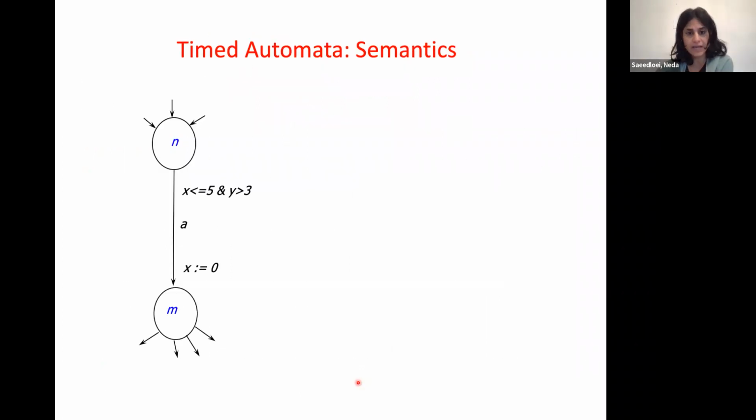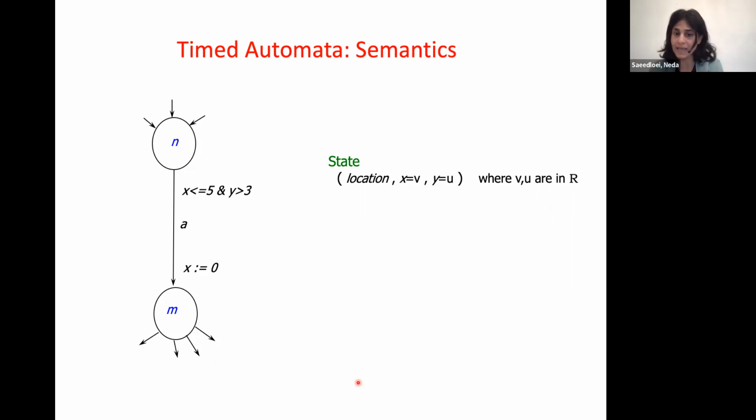Okay, so now let us look at an example of states of a simple timed automaton. I have a timed automaton here. Two locations are shown here, N and M. Observe that there are no clock invariants. The transition on A takes place when the current value of clock X is less than or equal to 5 and Y is greater than 3. So the state at this point includes three pieces of information: my current location, which is N, and my values of clock X and clock Y.